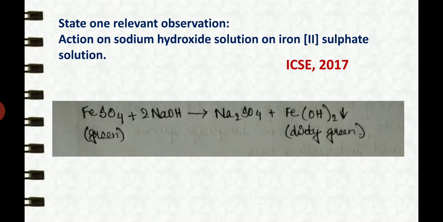You have to state one relevant observation. For what? For when sodium hydroxide solution is added to iron 2 sulfate solution, that means ferrous sulfate. So when sodium hydroxide solution is added to green ferrous sulfate solution, then it will form sodium sulfate and a dirty green precipitate of ferrous hydroxide Fe(OH)2. So basically you have to write like this, that when sodium hydroxide solution is added to green ferrous sulfate solution, then sodium sulfate solution is formed, and along with it a dirty green precipitate of ferrous hydroxide Fe(OH)2 is also formed. Okay, this is your observation. Clear?